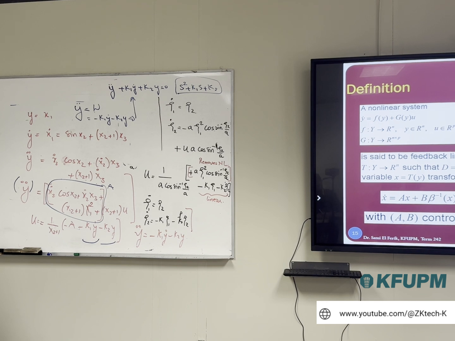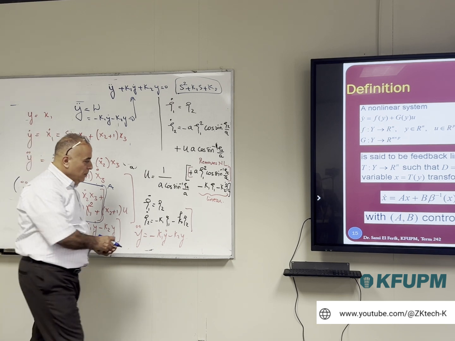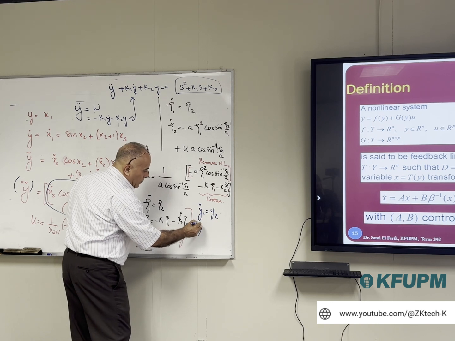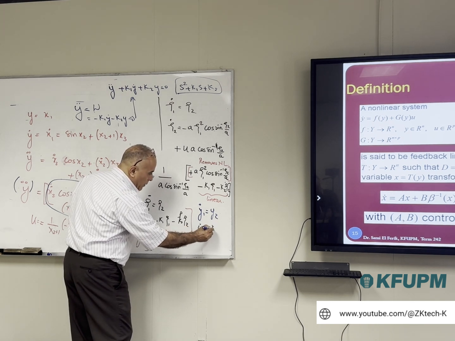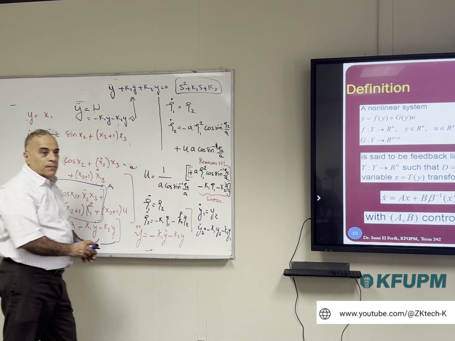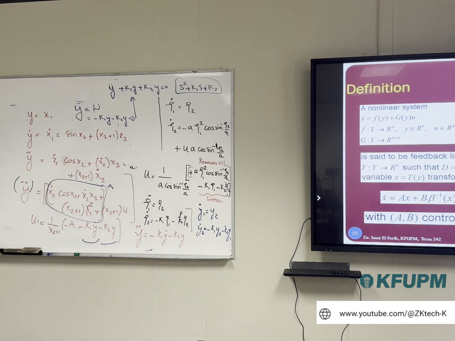For this new system, what are the states in this case? We will have y1 is equal to y2, and y2 prime is equal to minus k1 multiplied by y2 minus k2 multiplied by y1. And we always need to check the dynamic that we lose, because we have a second order system, not a third order system. So we need to go back and check that the dynamic that we lost in this linearization is stable.